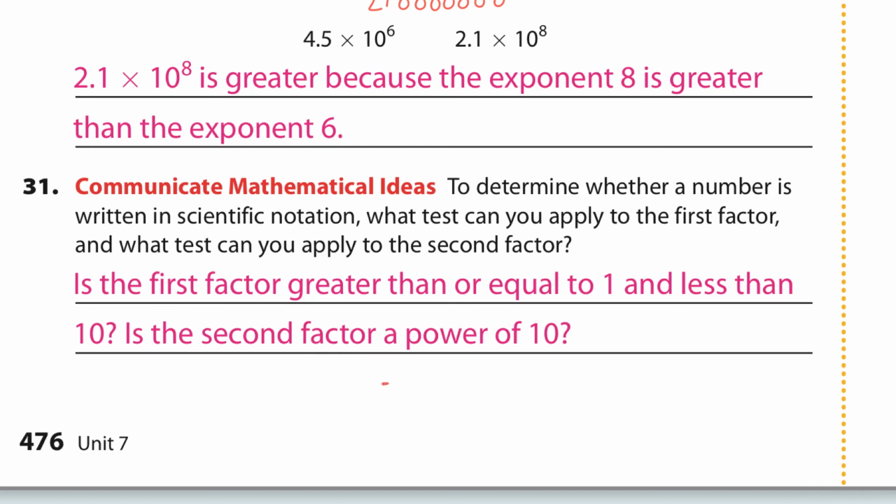If you have 7.6 times 10 to the third, this is called a factor. And that's what happens when you multiply two things. You have a factor, and that's another factor. So they're saying the first factor has to be greater than or equal to 1 and less than 10, which it is right here. And the second factor has to be a power of 10. So that's what's happening with that. All right, so that's what you got to know about scientific notation.